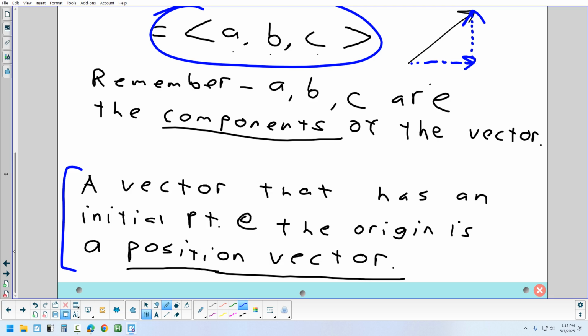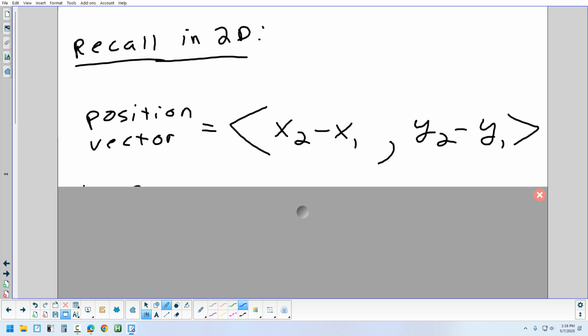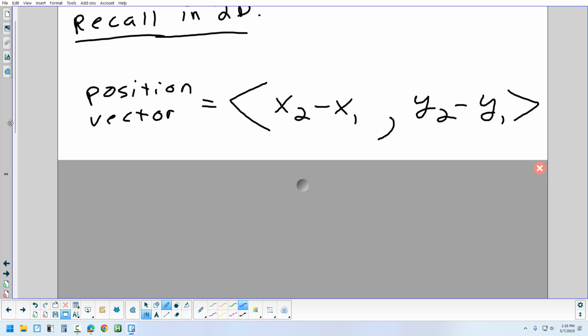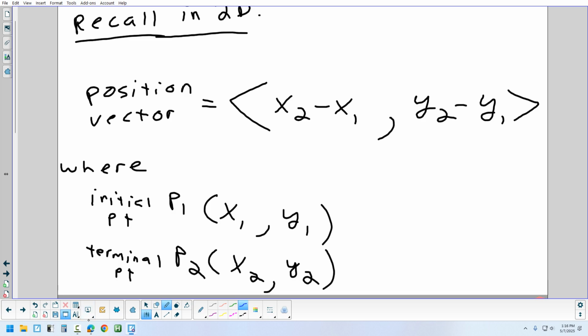Next I'm going to review how you find a position vector in 2D, and then we'll do the position vector in 3D. That's the formula for a position vector in 2D. You're going to be given the x's and the y's. They're going to tell you where it starts and where it stops. When you find the position vector, you subtract them. Does the order matter? Yes. It has to be terminal minus initial.